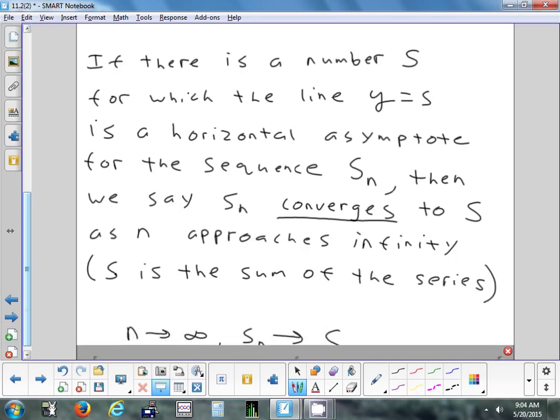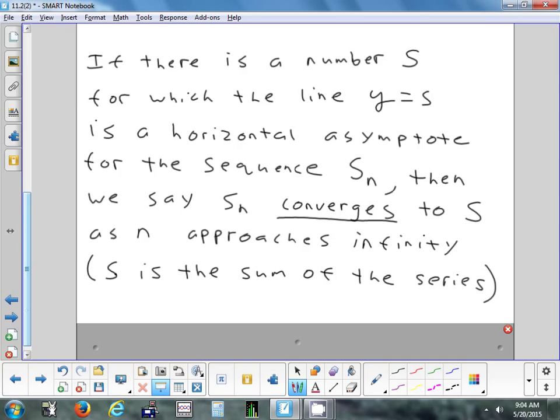Any questions on that idea? It's kind of confusing, I think, to just write it in words. It's very simple if you just look at it in a picture. It's not too hard.